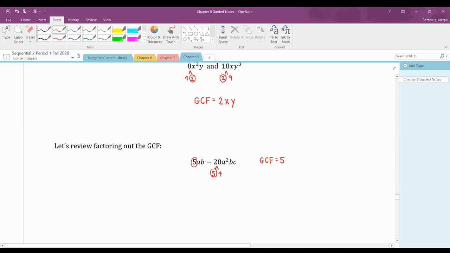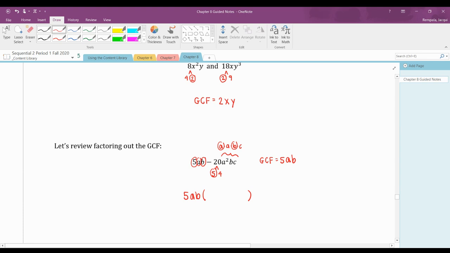If I start looking at the variables, I see that I've got an a and a b. Over here, I've got a, b, and c. So they both have one a in common, but no more than that one a. They both have a b in common, but then there's no other variables that they share. So 5ab is that GCF. I get to write that, 5ab, but then remember, to factor means that now I have to put whatever's left over back in the parentheses.